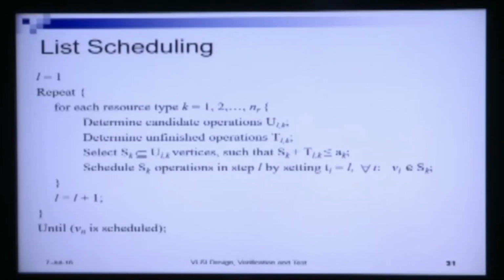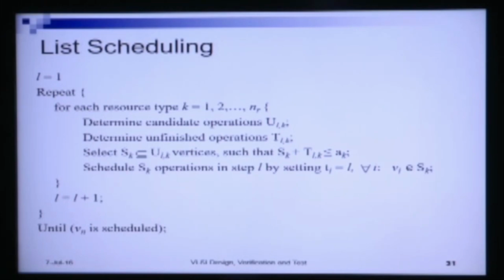So, now we will come to the algorithm. How does list scheduling proceed? It proceeds time step by time step. So, L denotes the time step and we proceed with time step 1. Let us say that I have k types of resources, k equals 1, 2 dot dot up to nr, Nr types of resources.